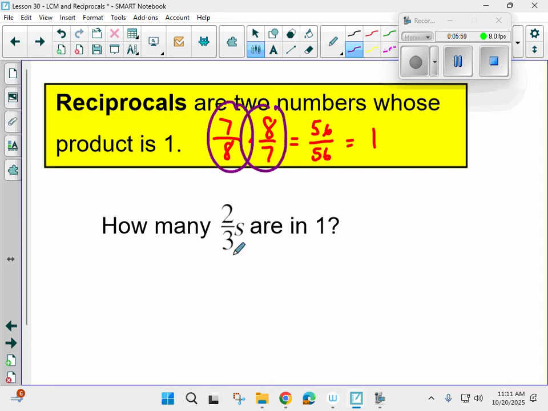So this is asking how many 2/3 are in 1. So 2/3 times what is equal to 1? And the answer is always its reciprocal, 3/2.